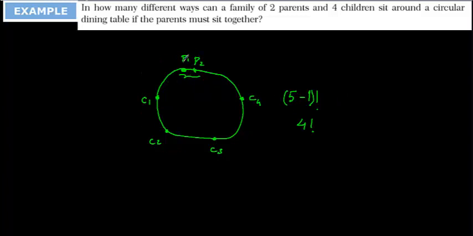But here we have one more extra thing: a grouped element. The grouped element is not put around the circular table, so it has a beginning and end. It behaves as a linear arrangement. So 2 things can be ordered in 2 factorial different ways. That's why the answer is 4 factorial times 2 factorial. We know 4 factorial is equal to 24 from the previous question, and this is 2, so the answer for the question is 48.